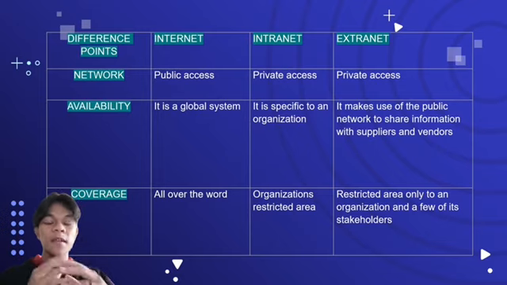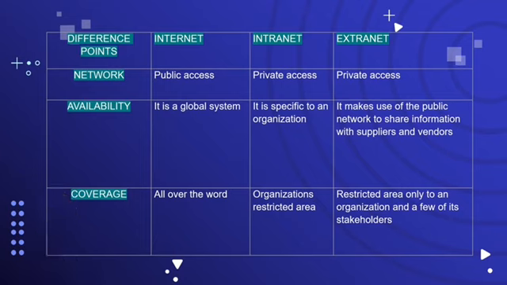The second one is availability. For internet, it is a global system. For intranet, it is specific for an organization. And the last one, for extranet, makes use of the public network to share information with suppliers and vendors.